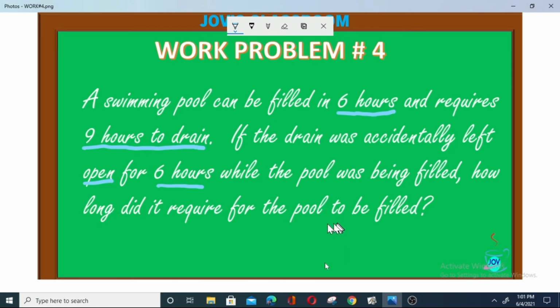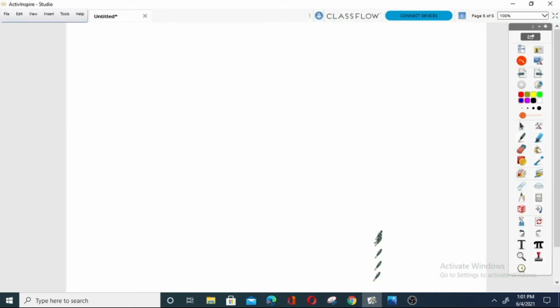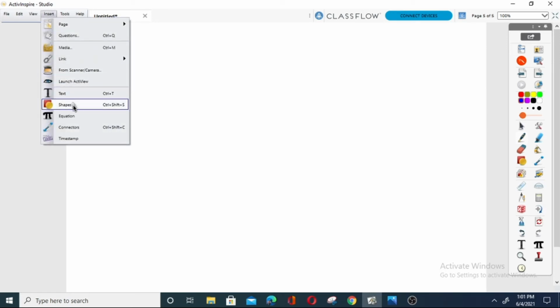Okay, so filled and open. We will use the situation, fill and drain, as our entries to our table. So there are 2 entries.